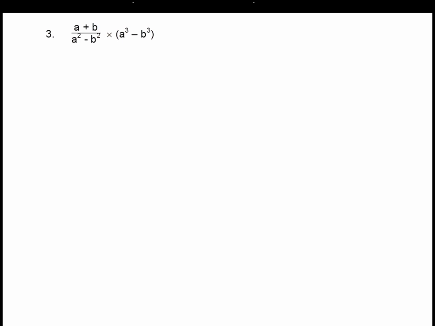Example number 3. I have (a plus b) over (a squared minus b squared) times (a cubed minus b cubed). The a cubed minus b cubed is really over 1, so that's the first thing I'm going to do. I'm going to write it as over 1, that way everybody looks like a fraction.